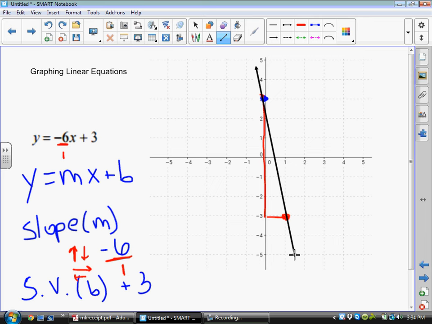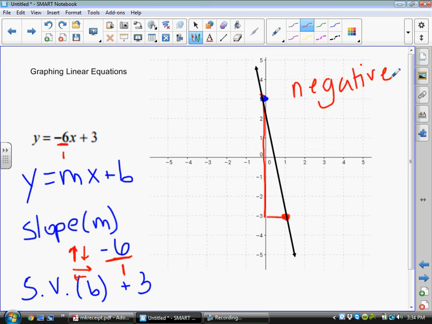So again, both of these have negative slopes. Negative means it's going to be going down. If it was positive, which both of those were not, it would be going up this direction. Okay, so both of these lines went down, and they happen to have the same starting value. So make sure you find your slope and your starting value, also called the y-intercept.